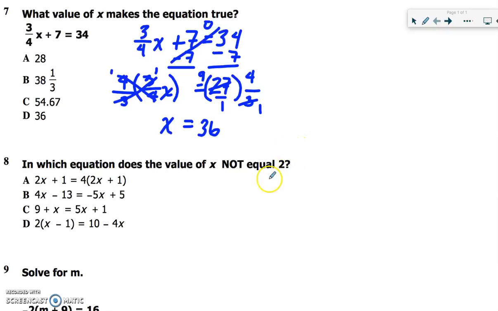Okay? Going down. In which equation does the value of x not equal 2? Let's take a pause here and we'll start back in just a moment.